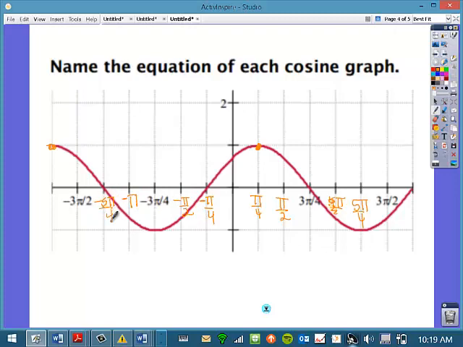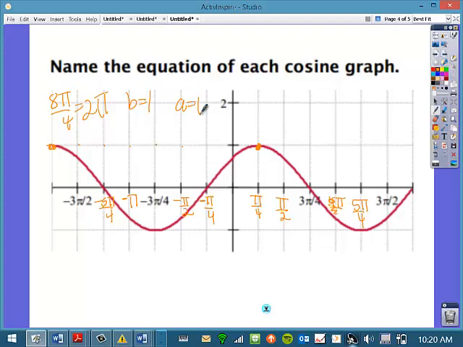If you're trying to figure out what your period is, it's 1, 2, 3, 4, 5, 6, 7, 8 pi over 4, which is 2 pi. So my period is 2 pi, so B is just going to be 1. My amplitude is just 1, and I didn't shift it up or down at all.